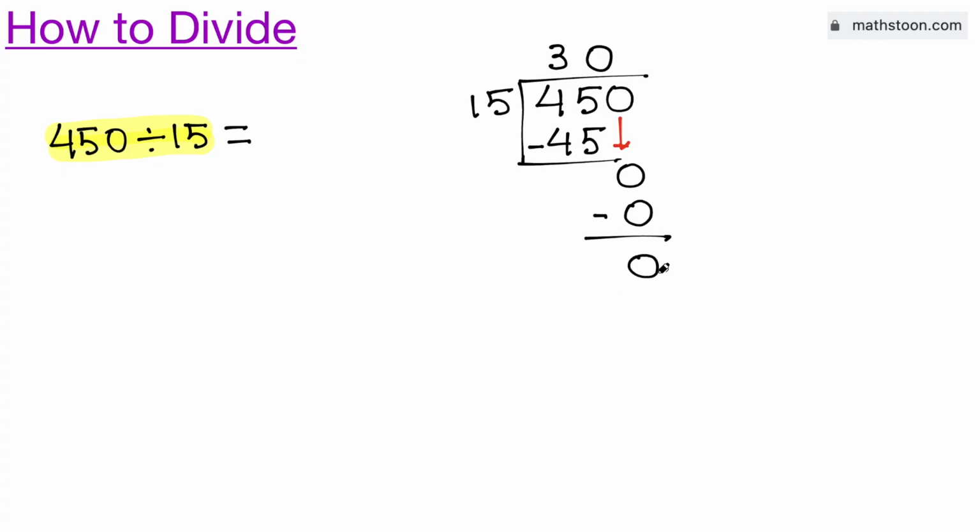As we have got the number 0 and there is no number to bring down here, so we will stop. Therefore, 450 divided by 15 is equal to 30. And this is our final answer.